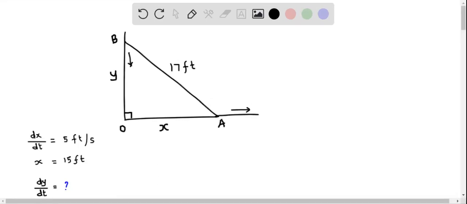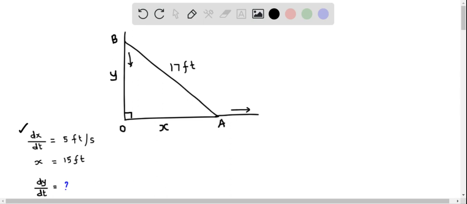Okay, here we see that the ladder is placed against the building, and we are told that the bottom of the ladder is slipping away from the base of the building at a rate of 5 feet per second. So, if we say that the distance between the base of the building and the ladder is x, then we can represent this as dx over dt. That is, this represents the rate at which the bottom of the ladder is slipping away from the base of the building.